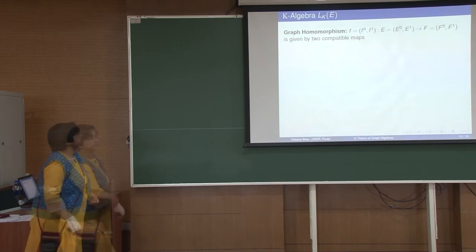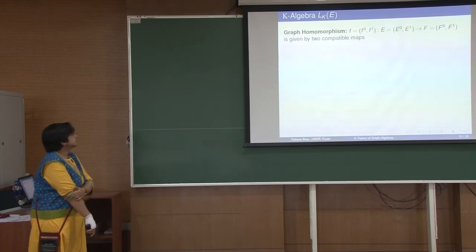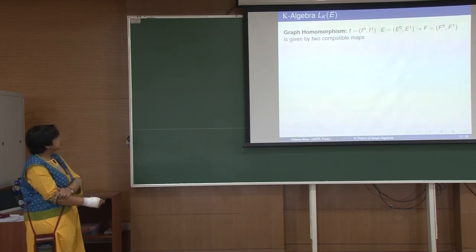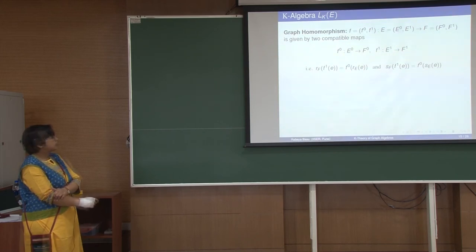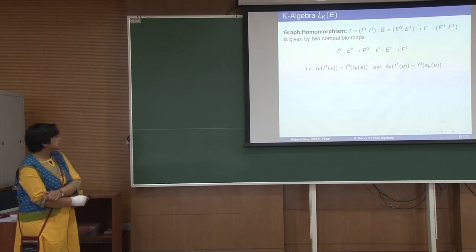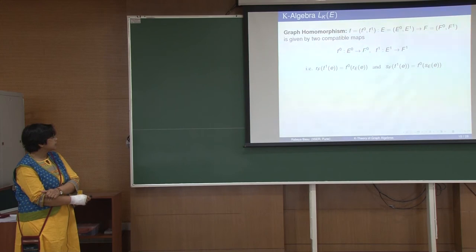Okay, let us define the graph homomorphism. We start with two graphs E and F, and f is a homomorphism. E means the pair E^0, E^1 and F is F^0, F^1, and we say f is a graph homomorphism if it is a pair such that f^0 maps E^0 to F^0 and f^1 maps E^1 to F^1 such that we have this compatibility relation. Again, I am unable to write on the board, so just draw the picture of the commutative diagram: E^0, F^0, and then you have the range functions r_F and r_E and the source functions, and you will get the diagram commutative.